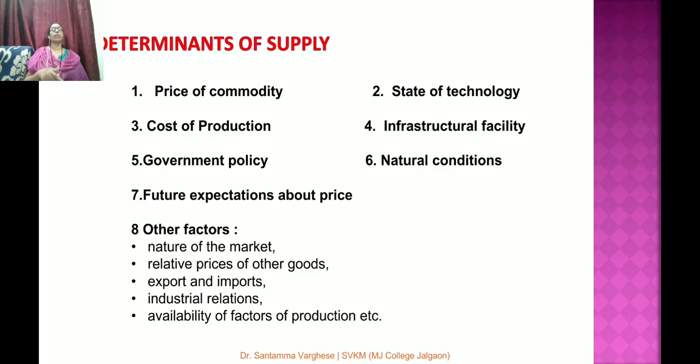So, other factors include the nature of market, relative price of other goods, exports and imports, industrial relations, availability of factors of production, etc. All of that affects the supply.